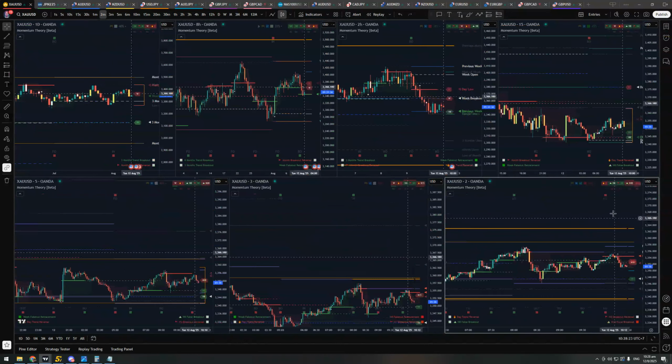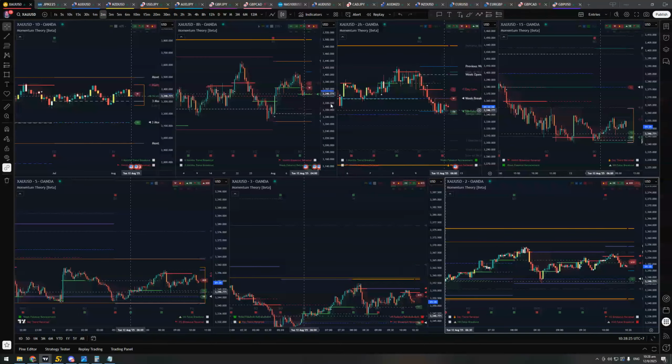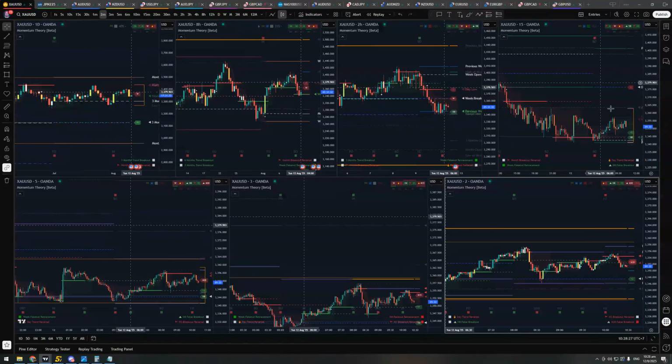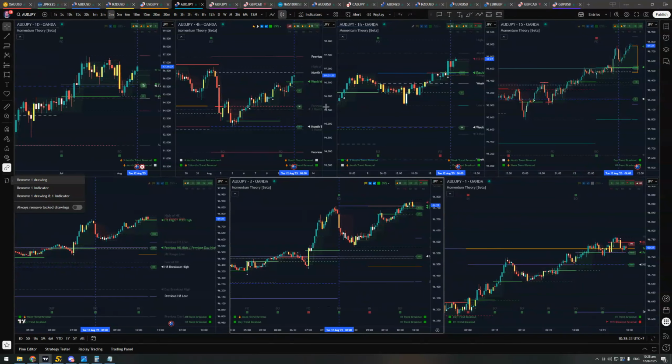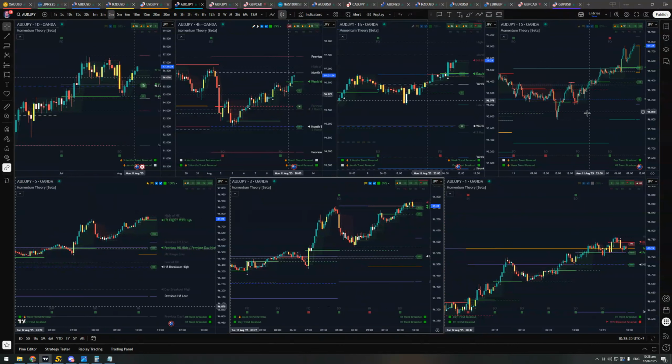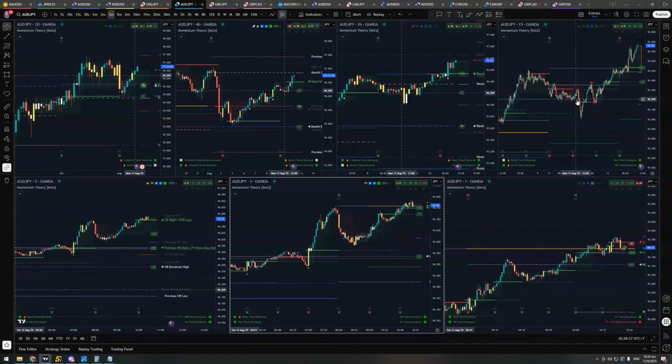Let's see. Gold over here. Stuck in ranges. Stuck in ranges. Yeah, nothing for me here. AJ, this was something I was looking at yesterday. Didn't set up for me. Looking for a trend retracement. Did trigger the low. It was a little bit odd.